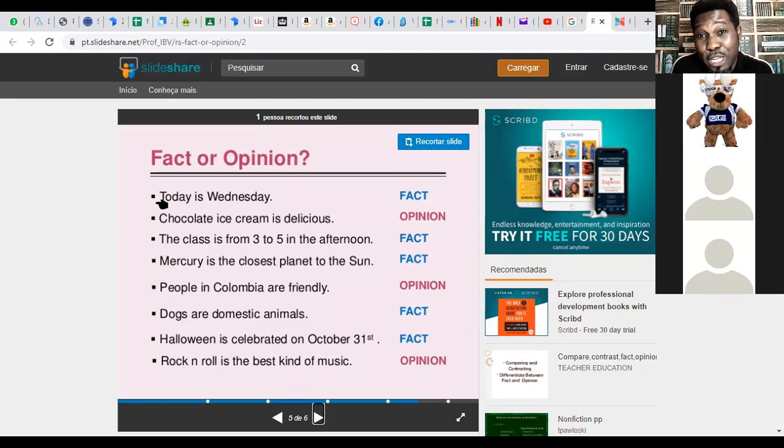The class is from 3 to 5 in the afternoon. Of course, it's a fact. Mercury is the closest planet to the sun. It is a fact. There is evidence to that. People in Colombia are friendly. It is an opinion. Dogs are domestic animals. It is a fact. Halloween is celebrated on October 31st. It is a fact. Okay. Rock and roll is the best kind of music. It is an opinion, of course.